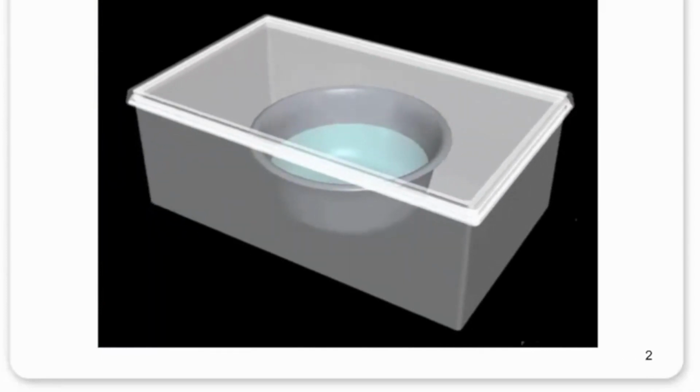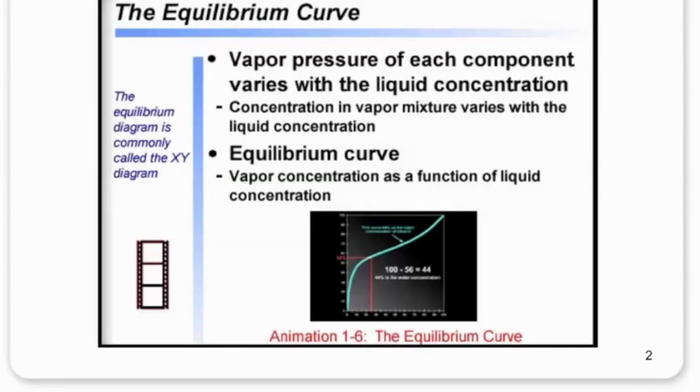The vapor pressure of each component in the mixture will change with the concentration of each component. This means that the composition of the vapor mixture in equilibrium with the liquid mixture will change depending on the liquid composition. We can measure the vapor composition in equilibrium for a number of different liquid mixture compositions. The result is the equilibrium curve.